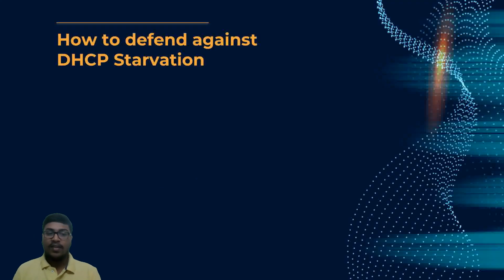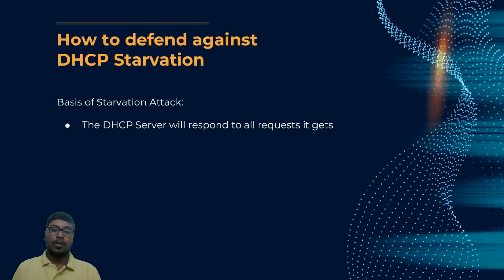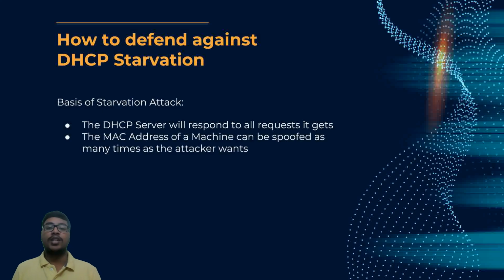So let's see a defense mechanism for the DHCP starvation attack. The starvation attack is based on the fact that a DHCP server will have to respond to all requests that it gets. The server cannot in any manner ascertain if this is a legitimate request or a request with a spoofed MAC address or whatever. So it will by default respond to every request that it gets. And another fact is that the MAC address of a machine can be spoofed as many times as an attacker wants. And these are the two things that make the starvation attack possible.